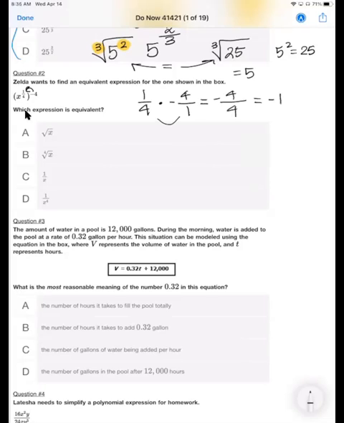So now we have X to the -1 power, and we know that we have to change it to a fraction with 1 in the numerator's position in order to get rid of that negative. So we would have 1/X, and that would be C.